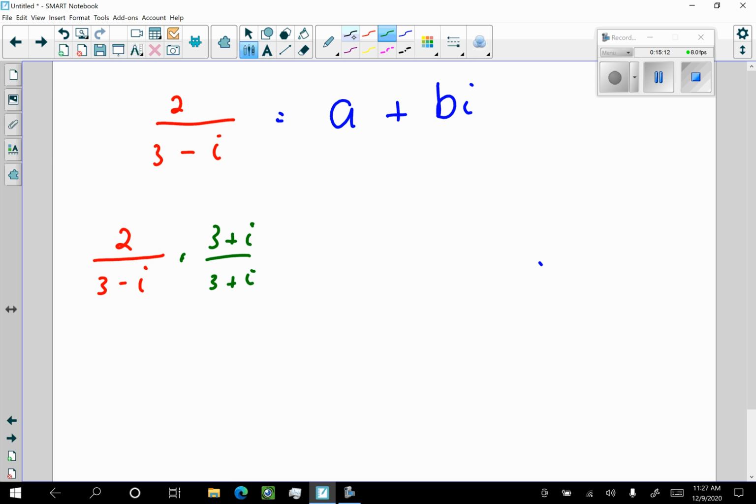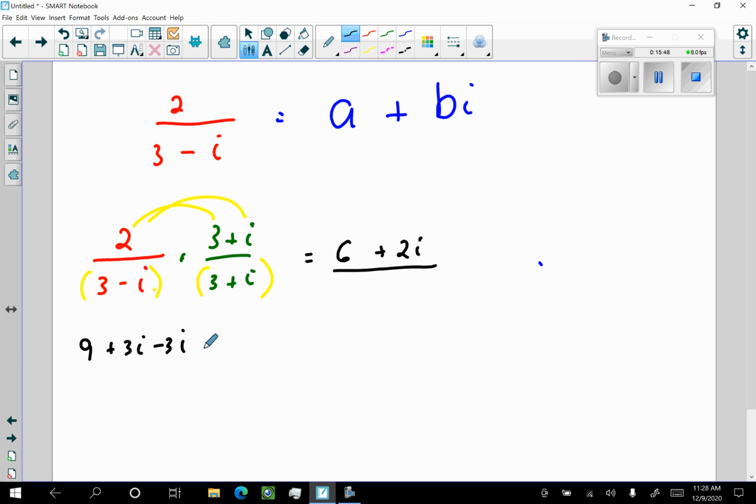Okay, let's multiply the top out first. I have 2 times 3, 2 times i. Looks like that's going to be 6 plus 2i. Now I'm going to multiply the bottom. So I'm going to multiply 3 minus i times 3 plus i. I'm going to FOIL that rascal. 3 times 3 is 9. 3 times positive i is positive 3i. Negative i times 3 is minus 3i. This is going to happen every time if you multiply a complex number by its conjugate. It will happen every time.